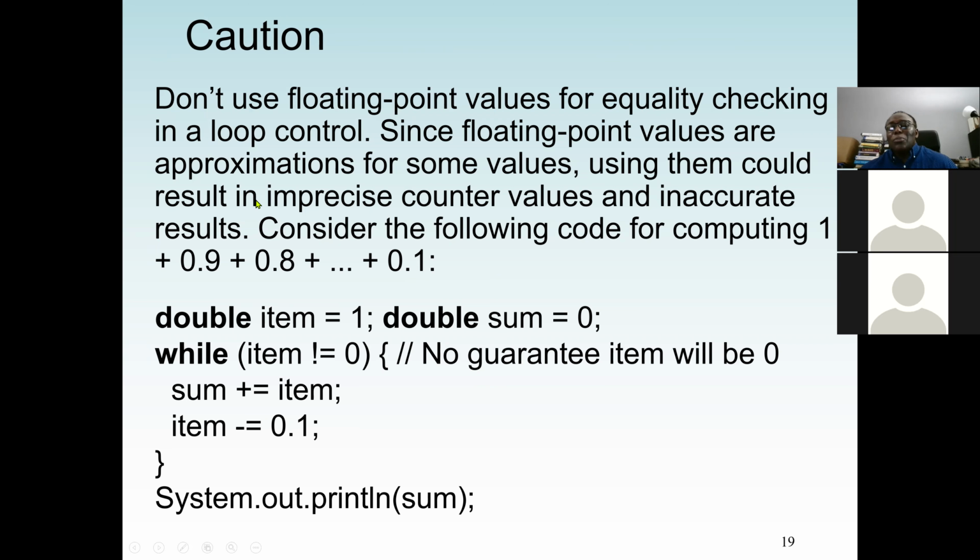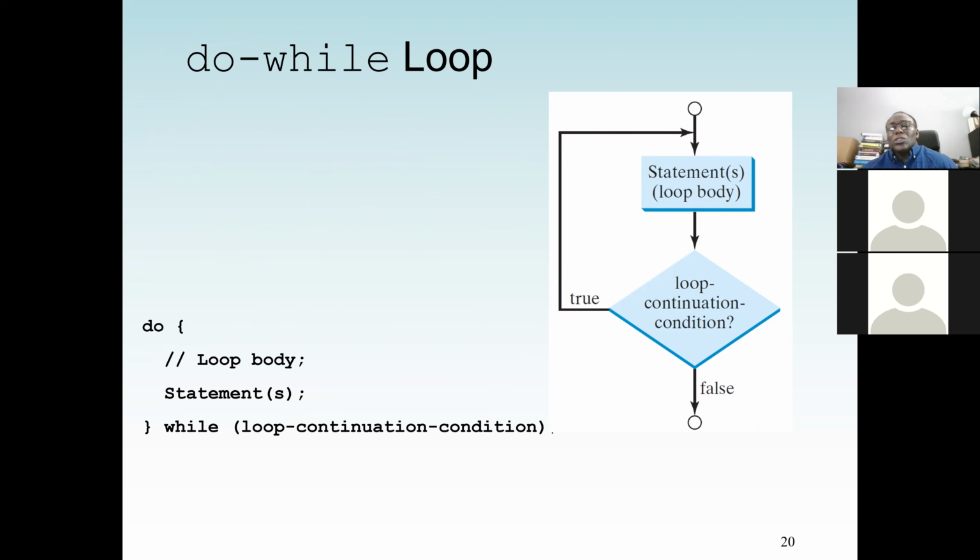Since floating point values are approximations for some values, using them could result in imprecise counter values and also inaccurate results. So always consider using whole numbers, integers. In the example given to us, there's no guarantee that we may even reach 0, especially if you are using double. Double is 15 decimal places, and that's a lot. And now you don't know your result. If I need 4 decimal places or 2 decimal places, the result may be different. So this is just a caution. We shouldn't use decimal values when we are doing a loop.